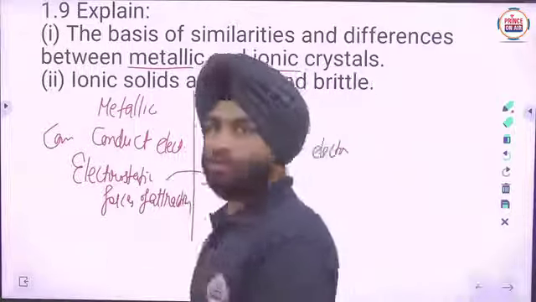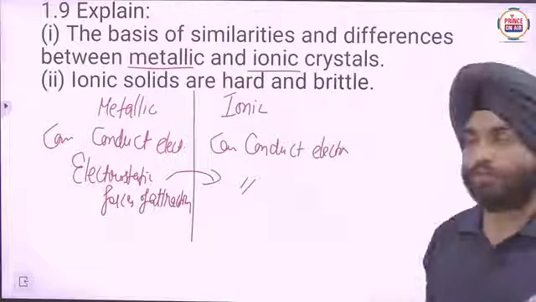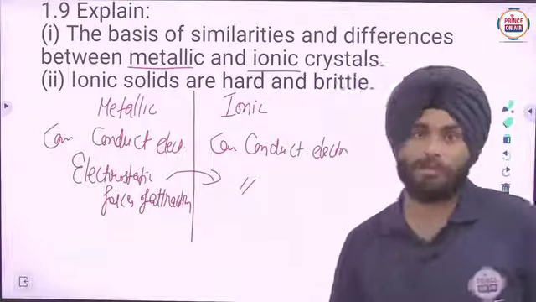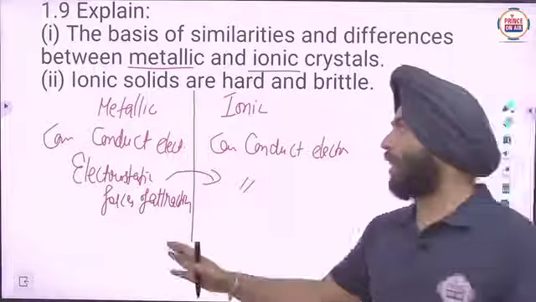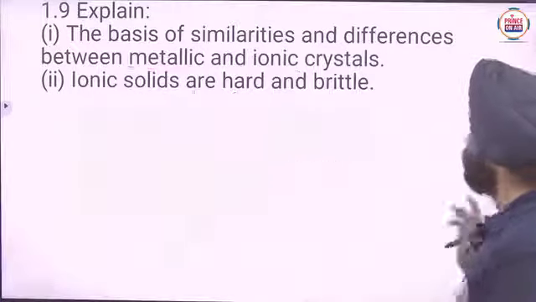Metallic solids may be hard, and may be soft also, but ionic solids will be hard. Clear? And these are also hard and brittle. Okay, clear? So these are the similarities.